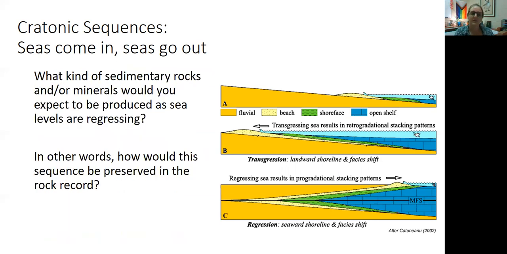Now, what other kinds of sedimentary rocks and minerals do you think would be produced during a sea level regression when sea level was falling? In other words, what else might we use to define the sequence in the rock record?